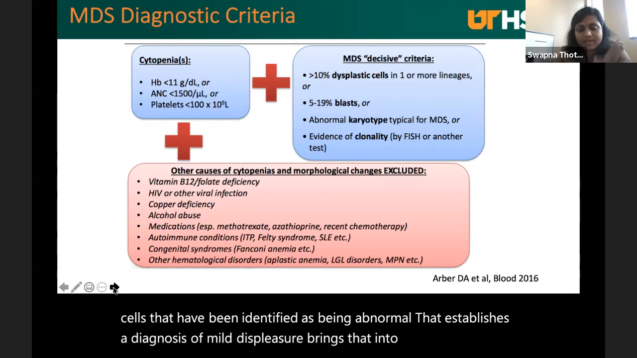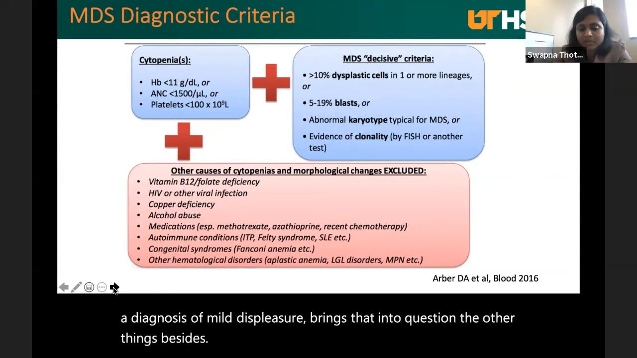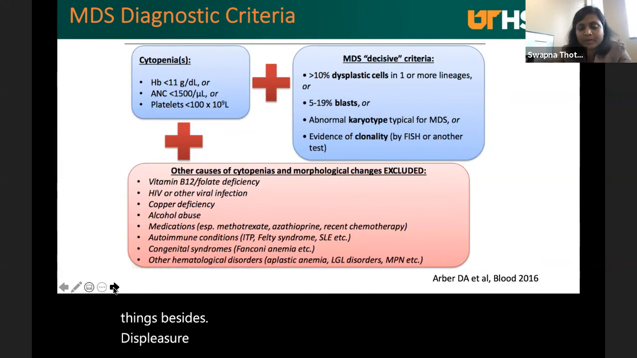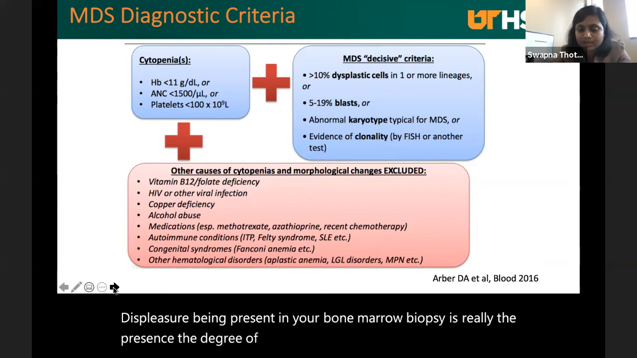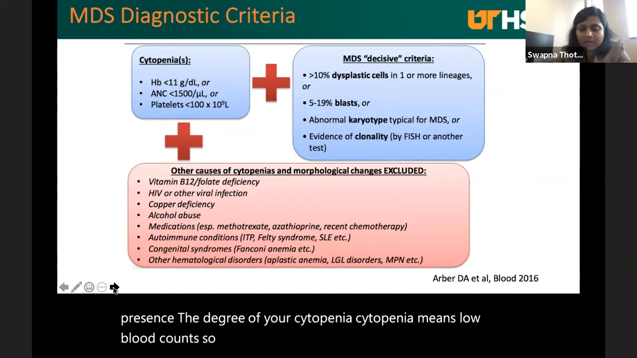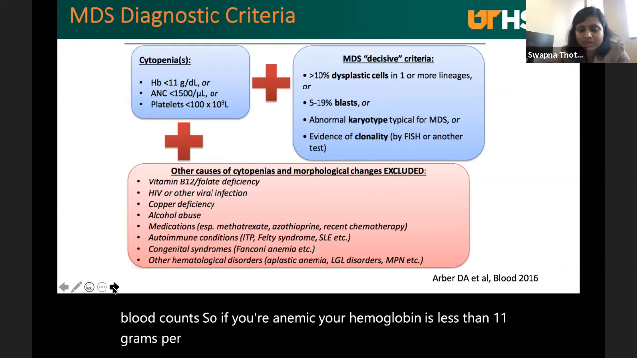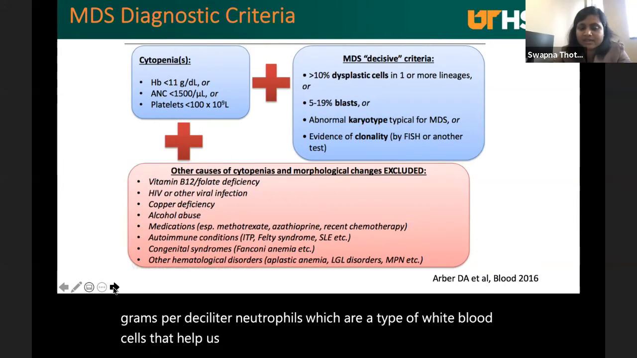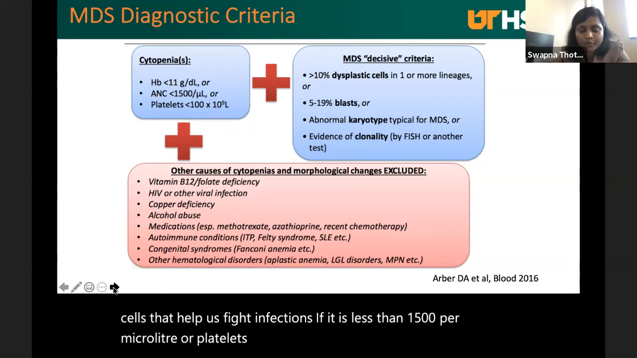The other thing besides dysplasia being present in your bone marrow biopsy is really the presence, the degree of your cytopenia. Cytopenia means low blood counts. So if you're anemic, your hemoglobin is less than 11 grams per deciliter. Neutrophils, which are a type of white blood cells that help us fight infections, if less than 1500 per microliter, or platelets that help us to form clots if they are less than 100,000.